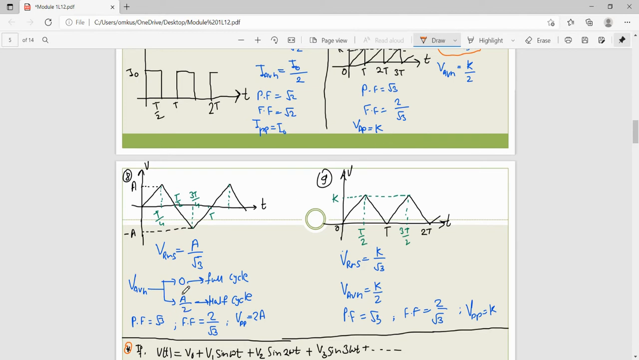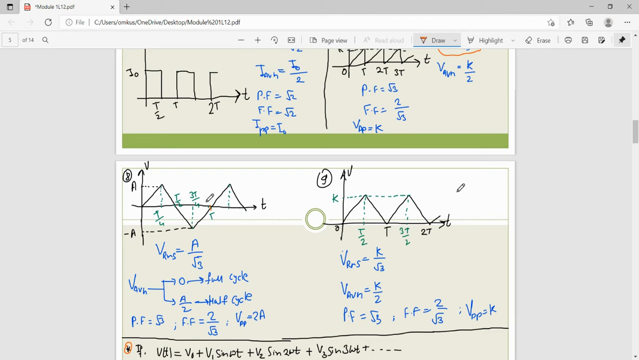Now see, this RMS value is A by root 3 for this particular signal. This is a triangular signal. Now this is the time period for one complete cycle, positive and negative. So Vrms is equal to A by root 3. V average is equal to 0. V average for half cycle is A by 2. A is the magnitude of that signal.